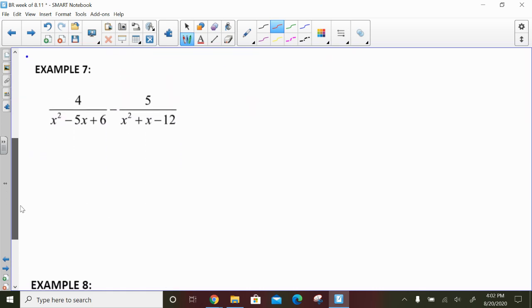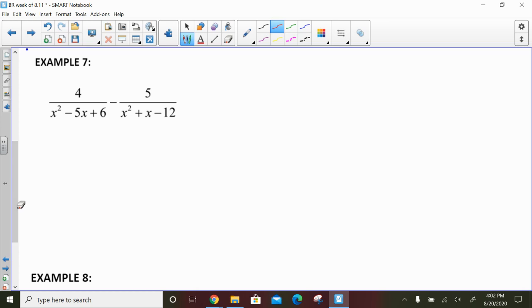Okay, so let's look at example 7. I'm going to factor the bottoms. Factors of 6 that add to give me a negative 5 would be x minus 3 and x minus 2.